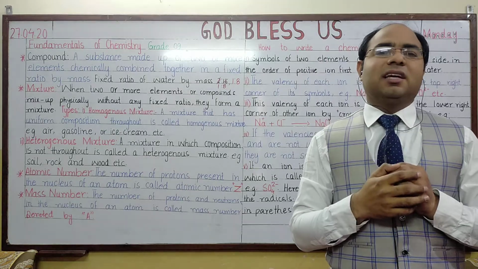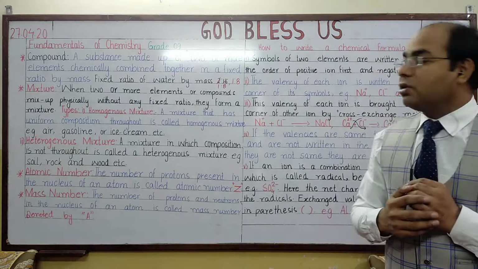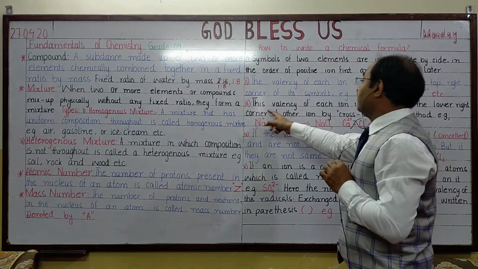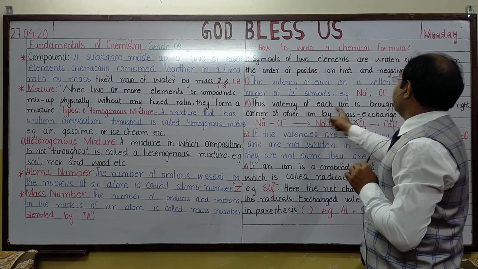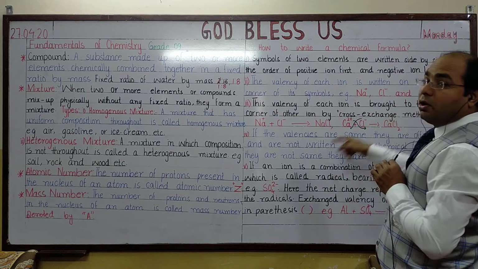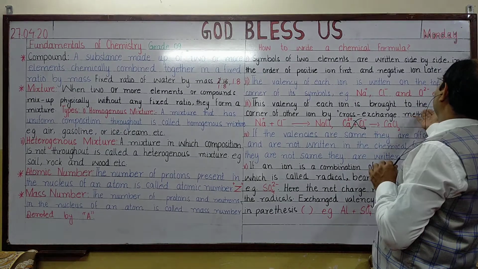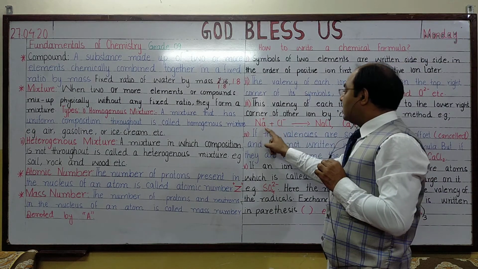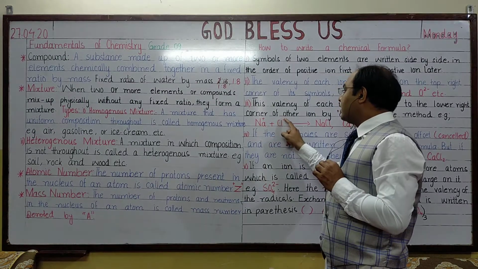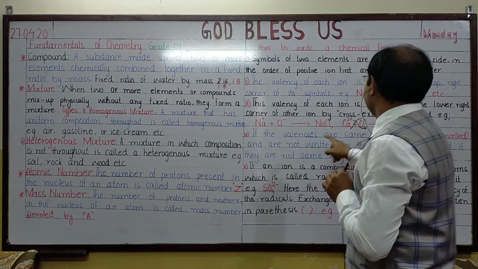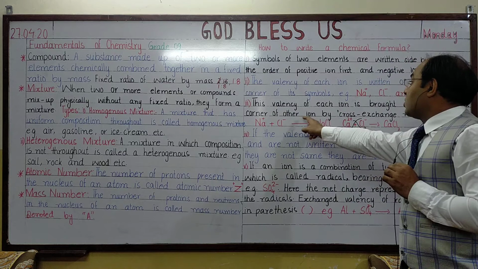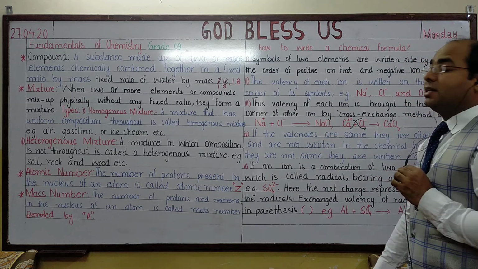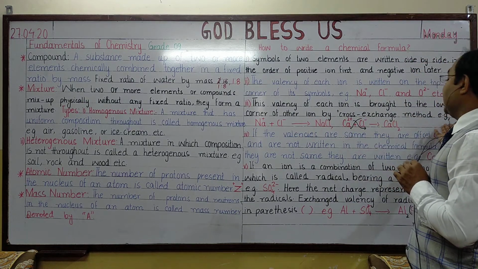Step 2, very easy. The valencies are written at the top right corner. Step 3 is even easier. It's not difficult. The valency of each ion is brought, brought means taken, to the lower right corner. This is the top right corner, this is the lower right corner. This is the top right corner, this is the lower right corner. Lower right corner of the other ion, but this means by cross exchange method.